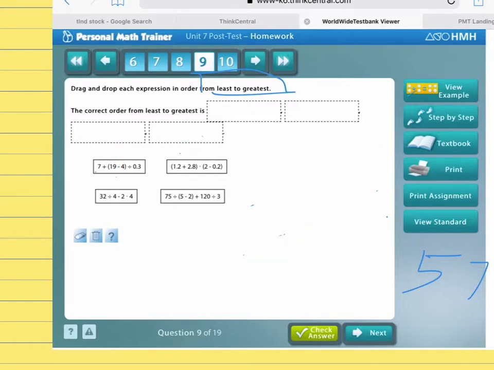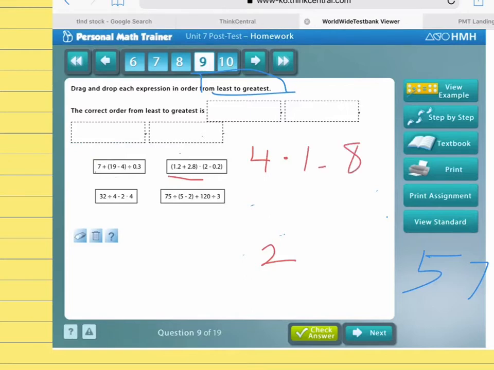The second problem, we're going to add in parentheses. We're going to do these parentheses first. 1 and 2/10 and 2 and 8/10 is 4. I can do that mentally. And we're going to multiply that by 2 minus 2/10. So that's going to be 1.8.